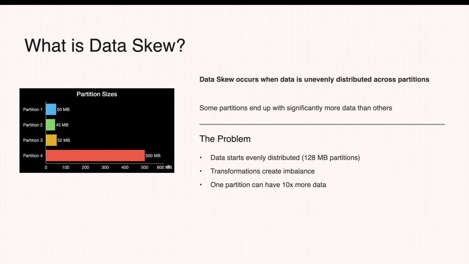So what exactly is data skew? Imagine you have data spread across multiple partitions. In an ideal world, each partition has roughly the same amount of data, let's say 128 MB each. But here's what happens in the real world. When you perform operations like aggregation or joins, the data gets redistributed, and sometimes this redistribution is not even. You might end up with partitions of 50 MB, 45 MB, 52 MB, 500 MB. This 500 MB is the problem. That one huge partition is what we call data skew.